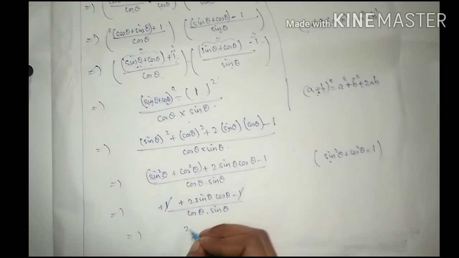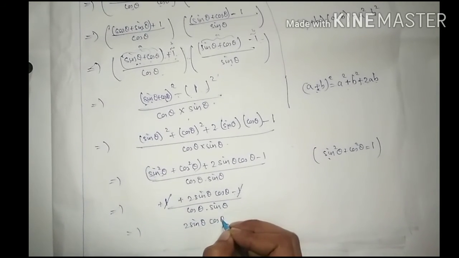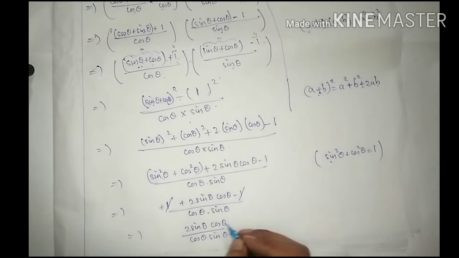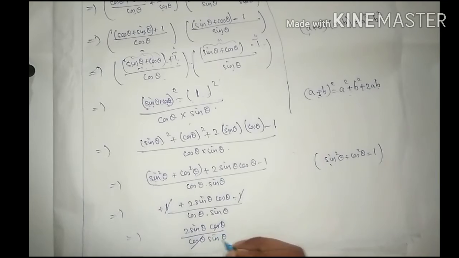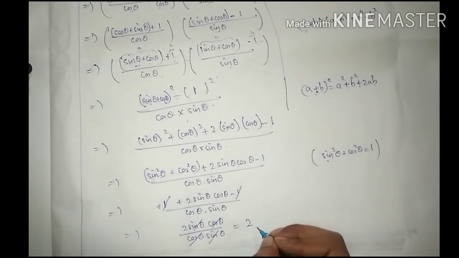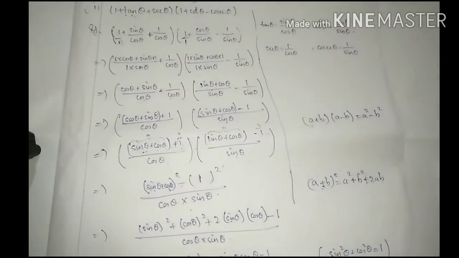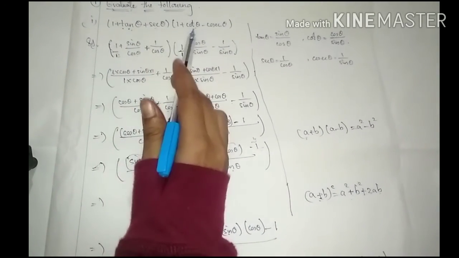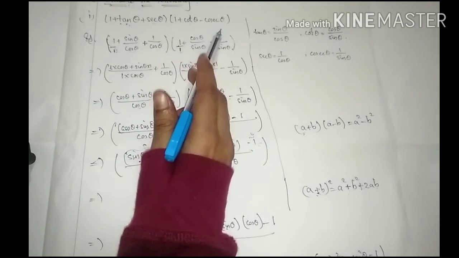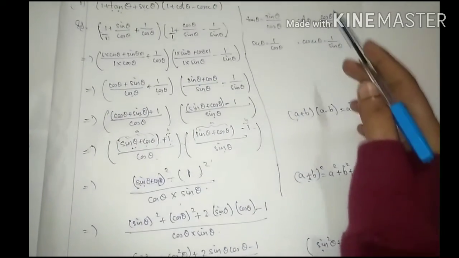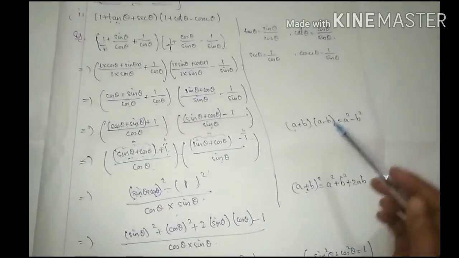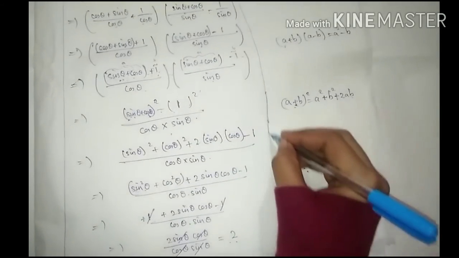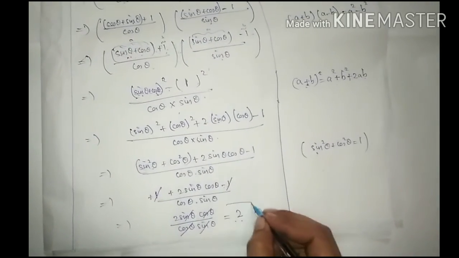So you will get 2 sin theta cos theta by cos theta sin theta. Here there is no plus sign, no minus sign, it is directly multiplication. Cos you can cancel, sin you can cancel. You get the value 2. So for this you got: therefore 1 plus tan theta plus secant theta, 1 plus cot theta minus cosecant theta is equal to 1. Here I have written the formulas in the rough work. This you have to remember. So this is your answer.